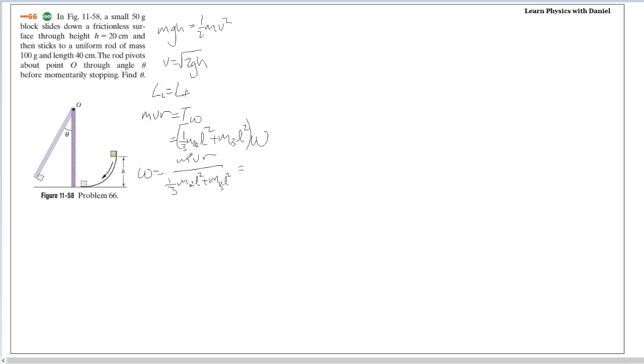So we plug all our numbers in, including this value for v, and we should get, if you put the numbers in right, that omega is 3 radians per second.